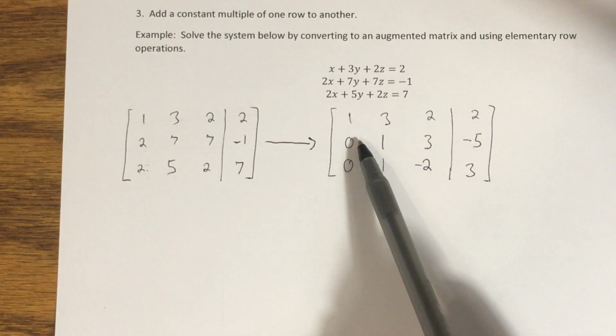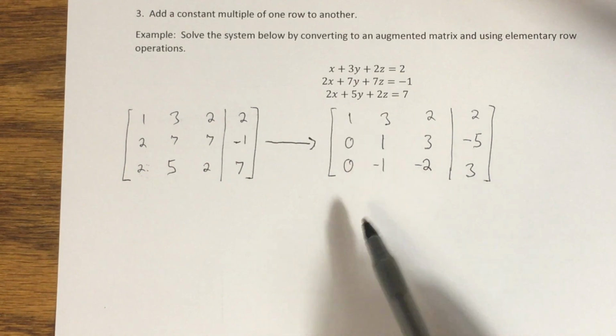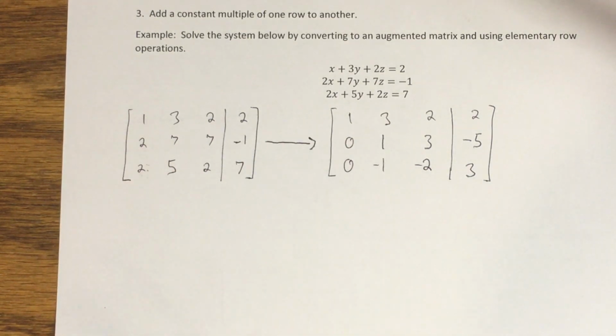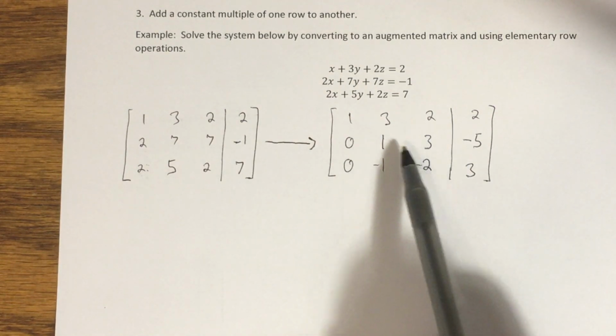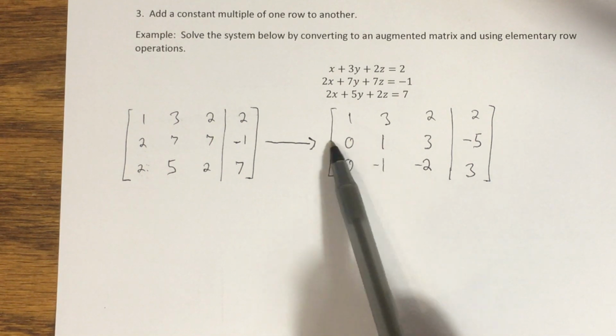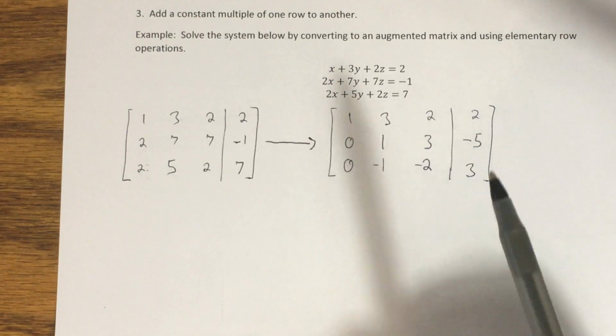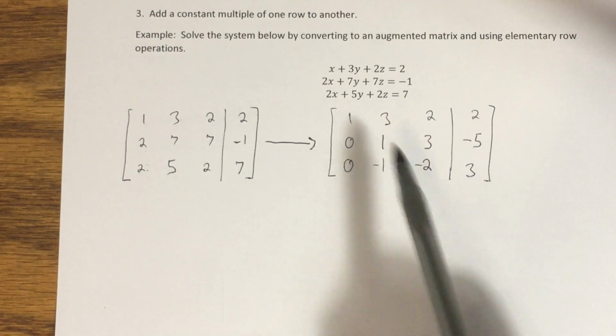In that process, I would also like to get zeros underneath each 1 that I produce. Now, it just coincidentally and conveniently turned out that this already is a 1. But if it weren't, if it were like a 5 or something, then I can multiply this entire row by, in that case, 1/5. That would produce a 1. I just don't need to bother with it here.